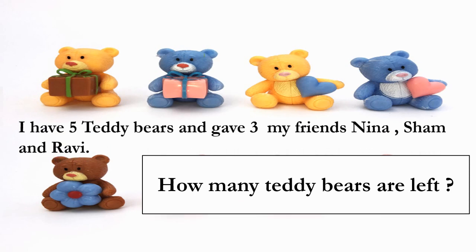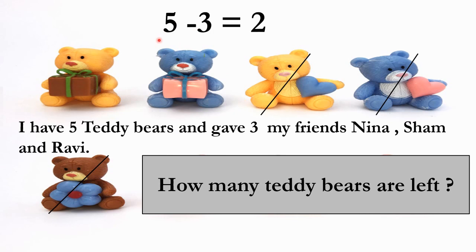Now students, next example. I have 5 teddy bears and I give 3 teddy bears to Nina, Sham and Ravi. Then how many teddy bears are left? Just count it. 1, 2. 2 teddy bears are left. How can we write? 5 minus 3 is equal to 2.